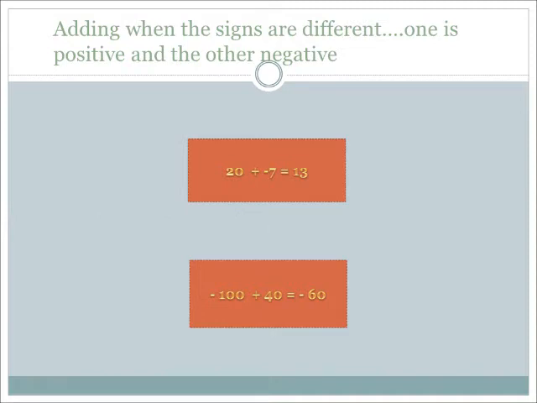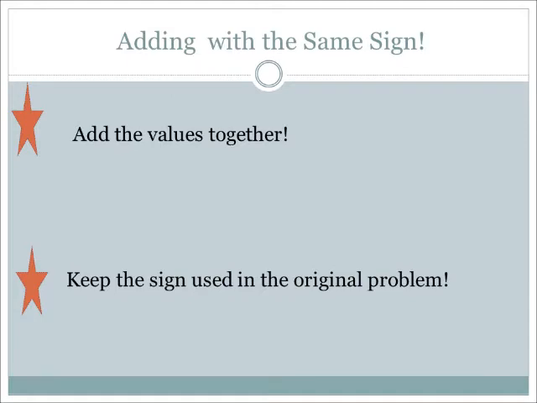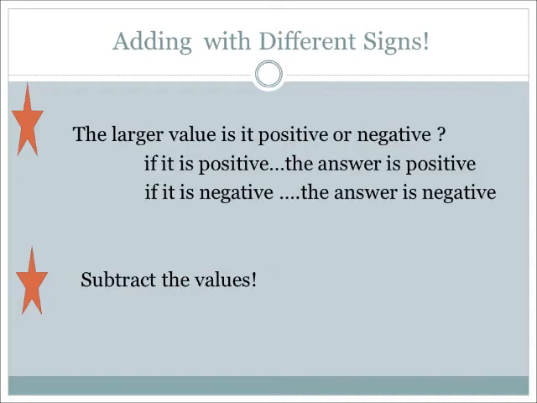Okay, here's a summary of the rules. For adding with the same sign, we add the values together and keep the sign used in the original problem. When we want to add with different signs, we first see which one is the larger value. If it's positive, the answer is positive. If the larger value is negative, then the answer is negative. And then afterwards, we subtract the values to determine the actual answer to the problem.